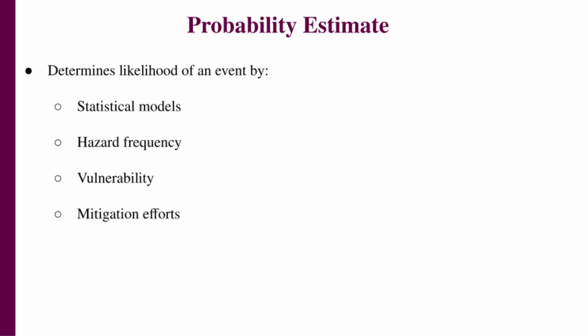We use this information to create a probability estimate. This involves quantitatively determining the likelihood of an entity being affected by analyzing four components: the baseline hazard analysis, the historical disaster frequency, the community's inherent vulnerability, and the effectiveness of current mitigation efforts. This calculation moves us from simply identifying a threat to quantifying the risk it poses.